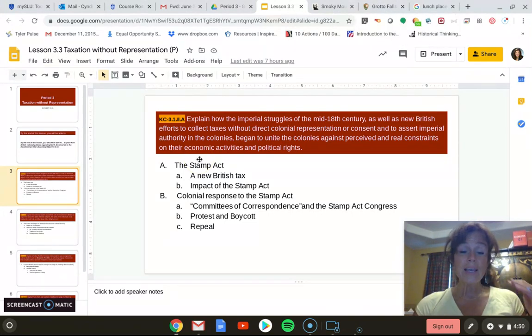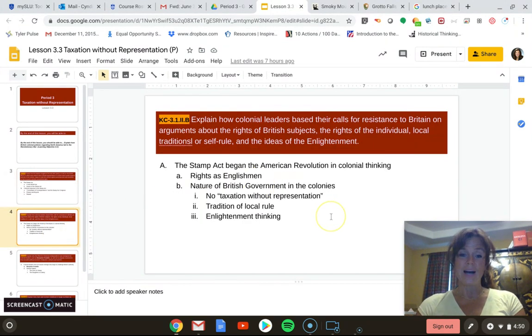So if there's any single tax of all of the taxes that were passed, and there were many, the one that you need to remember is the Stamp Act, because it leads to the committees of correspondence, because it leads to the Stamp Act Congress, and it leads to the first organized boycotts. Moving on to our second key concept is really how the colonial leaders begin to formulate reasons for rebellion.